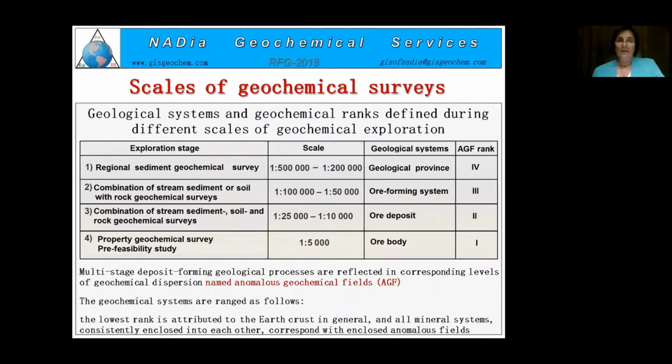The lowest rank is attributed to the Earth's crust in general, and all mineral systems are consistently enclosed into each other and correspond with enclosed anomalous fields.